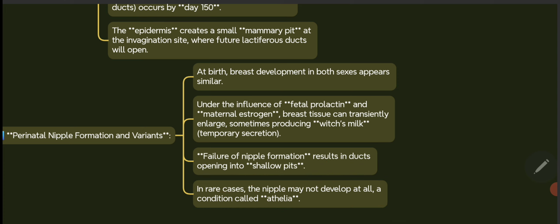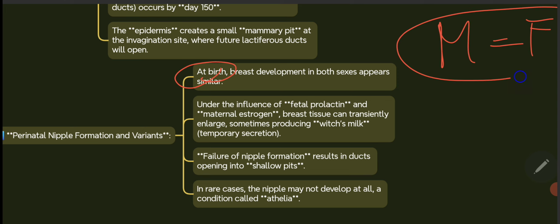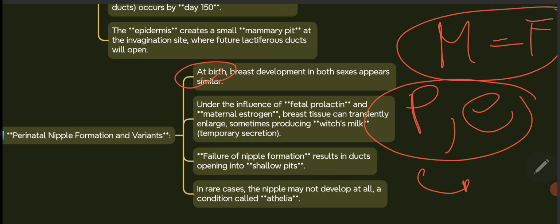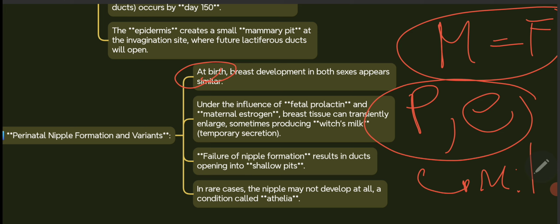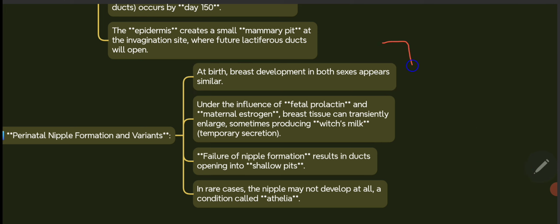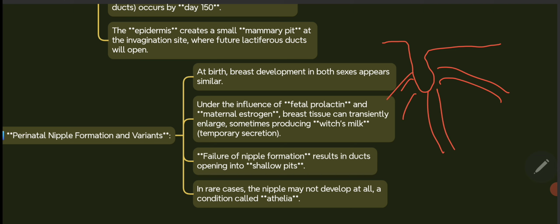What are the 4 points of the perinatal nipple? At birth, breast development in males and females is equal. Fetal prolactin and maternal estrogen will cause transient milk production. Then, failure of nipple formation causes a shallow pit where the lactiferous ducts open. In rare cases, the nipple may not develop at all, which is called athelia.